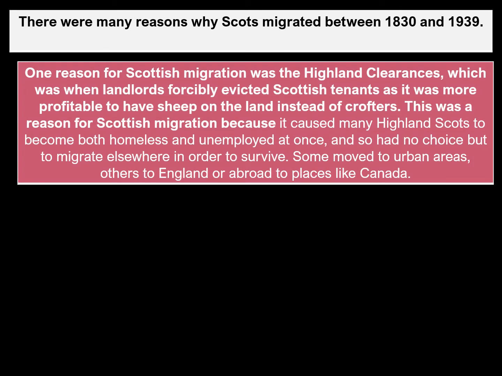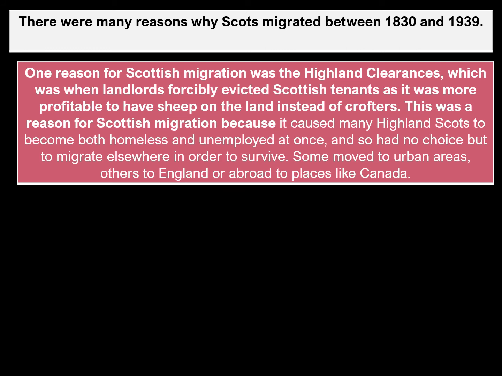So we start with our first reason in our pink box here. It's the same one that we did as an example about the Highland clearances, and you can see where we've got our A, B, C and D coming in. So our A starts with: one reason for Scottish migration was the Highland clearances, which was when landlords forcibly evicted Scottish tenants as it was more profitable to have sheep on the land instead of crofters. This is our A part. We've said what we're talking about, we've made the point, and we've given some knowledge about it as well.